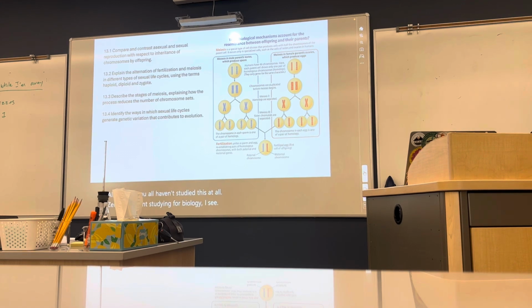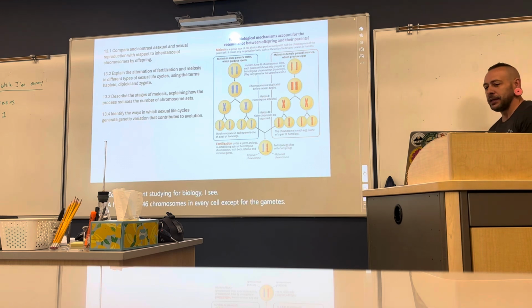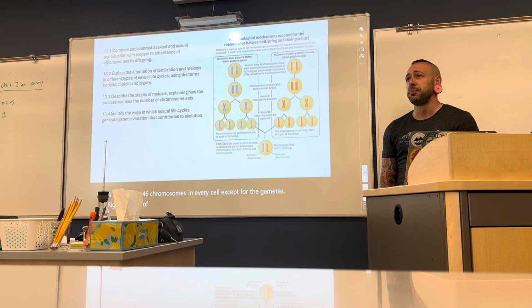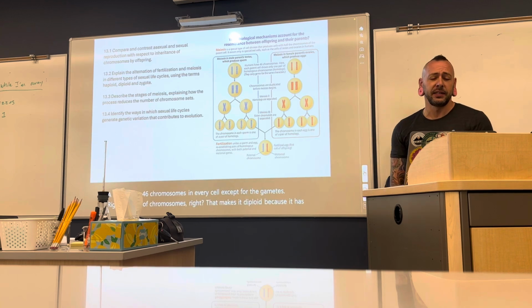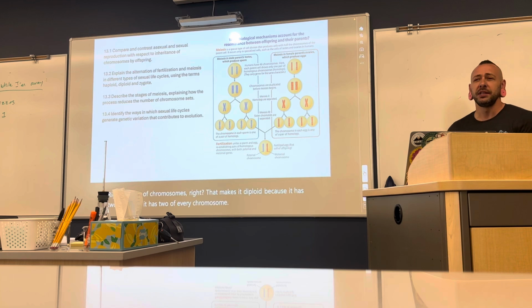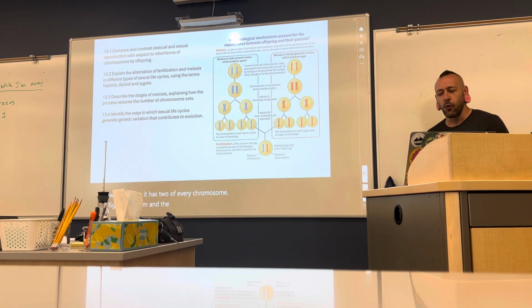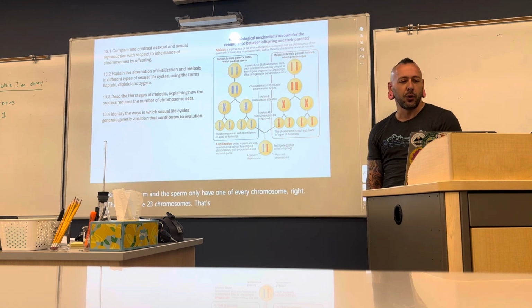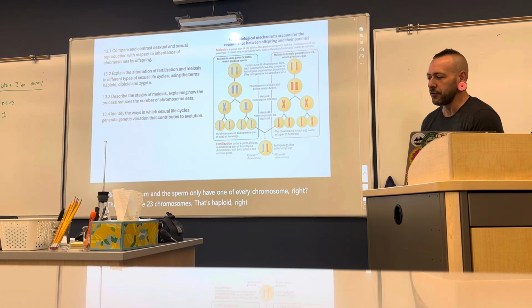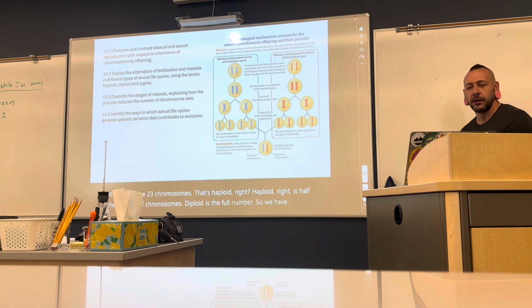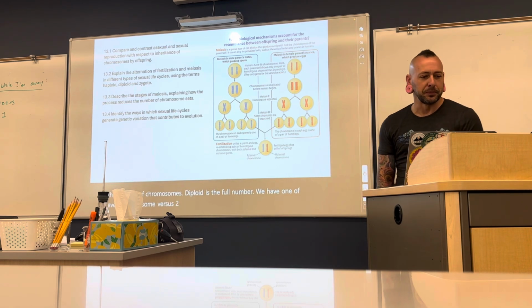A human has 46 chromosomes in every cell except for the gametes. That's 23 pairs of chromosomes. That makes it diploid because it has 2 of every chromosome. The ovum and the sperm only have 1 of every chromosome. They only have 23 chromosomes. That's haploid. Haploid is half the number of chromosomes. Diploid is the full number. We have 1 of every chromosome versus 2 of every chromosome.